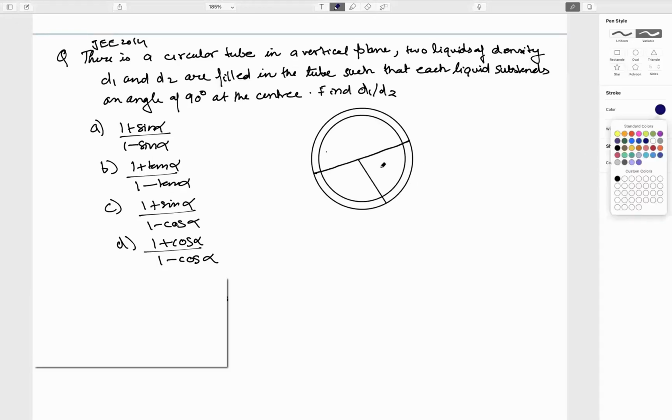There were two fluids like this, another fluid here. Alpha is this angle. This is D1, this is D1, and this is D2. The radius of this circle is R, that is the outer periphery. So we need to find out D1 by D2.